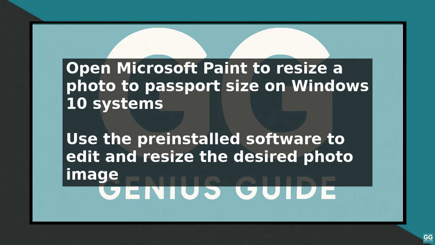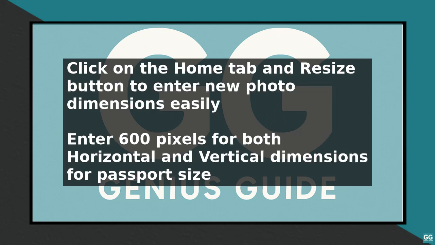Once the application is open, click on File and then Open to select the photo you want to resize. Navigate to the location of your photo, select it, and click Open. The photo will now be displayed in the Microsoft Paint window.